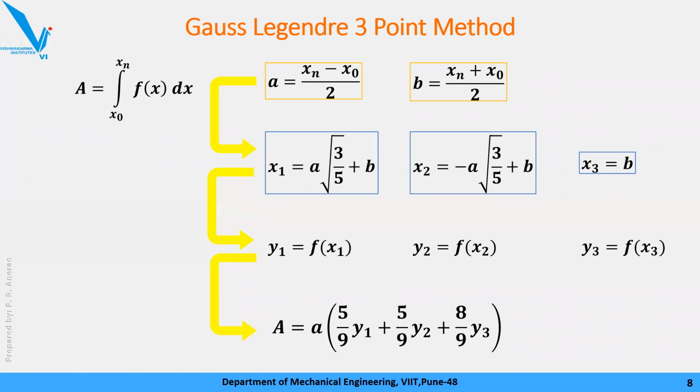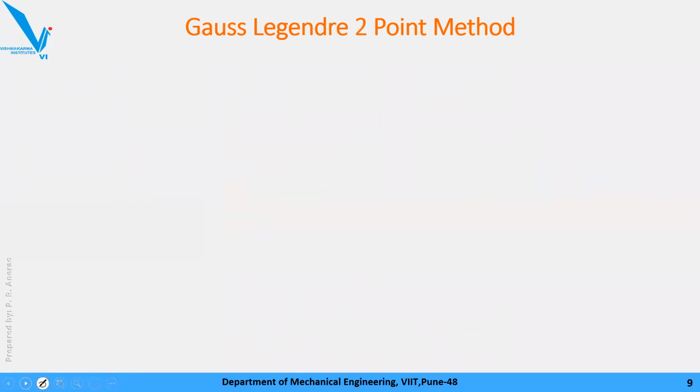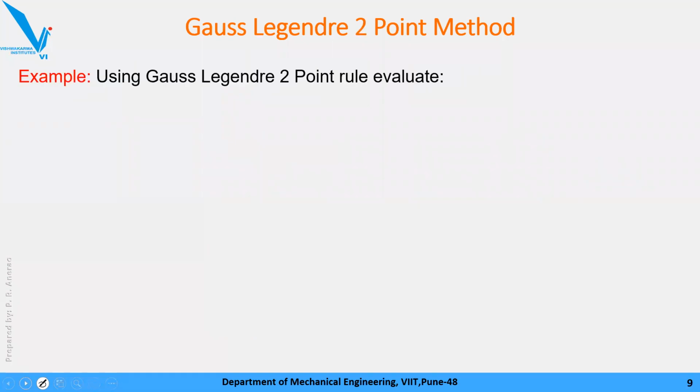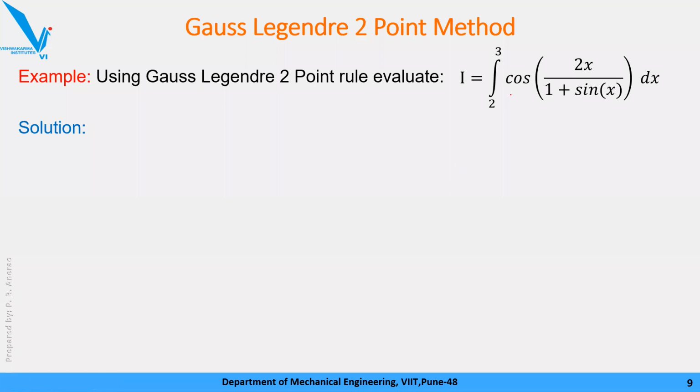So moving ahead, we are going to solve one numerical using first the 2-point method and later on the 3-point method. The function is cos of 2x divided by 1 plus sin x, and we need to integrate this function from 2 to 3. This is your input parameter.